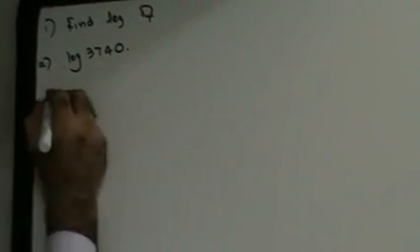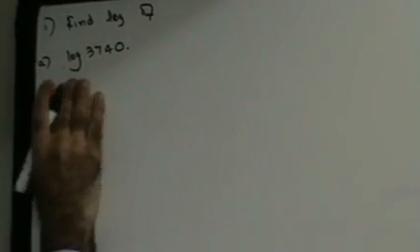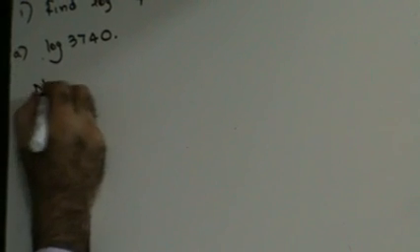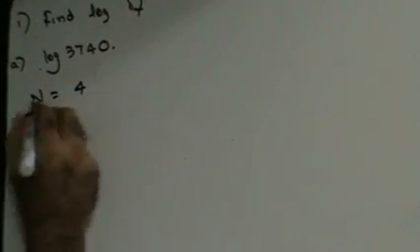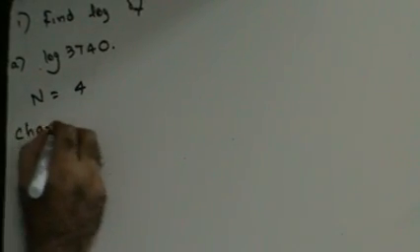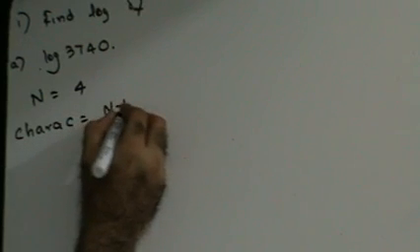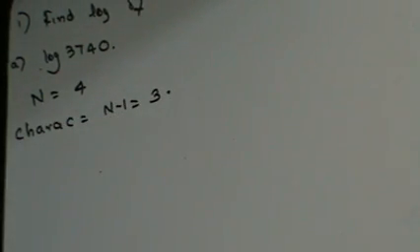There are 4 digits before the decimal, so n is going to be 4. The characteristic is given by the formula n minus 1, that is 3.